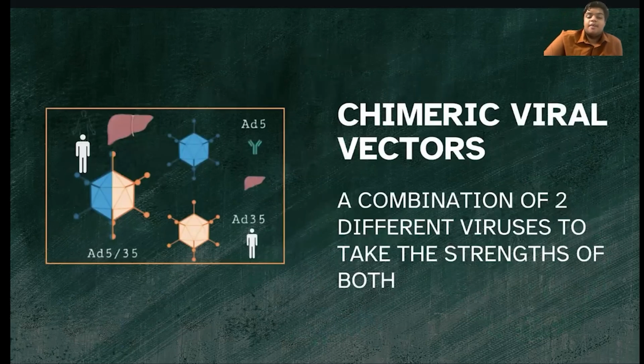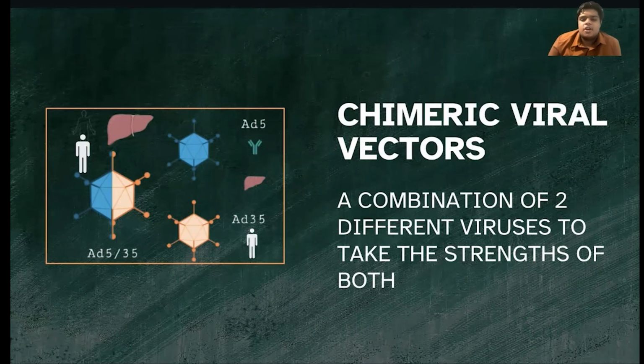There are flaws with viral vectors though, but there have been solutions as well. Chimeric viral vectors are one incredible solution in regards to antibodies. This example over here shows 85, which is incredible at targeting the liver, and 8035, which is less so.